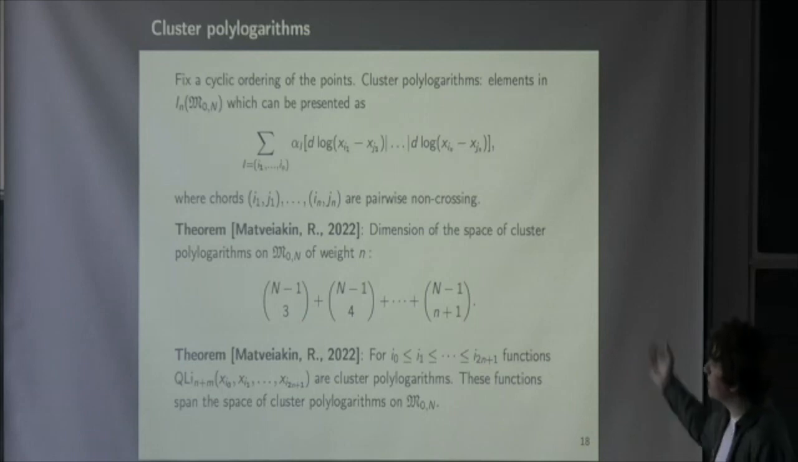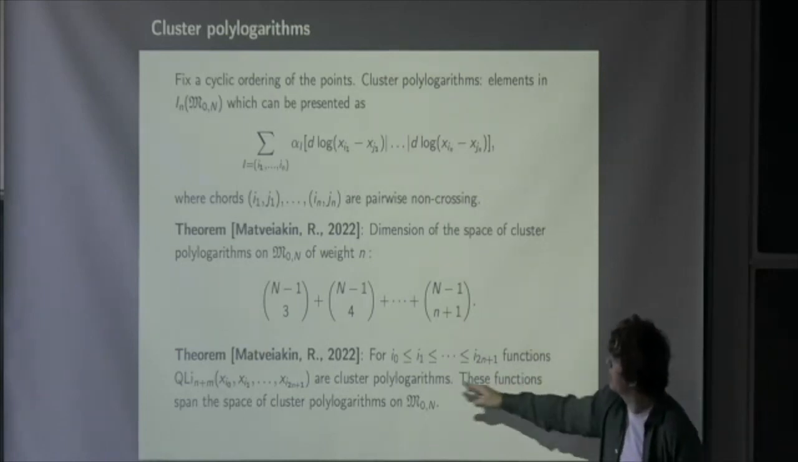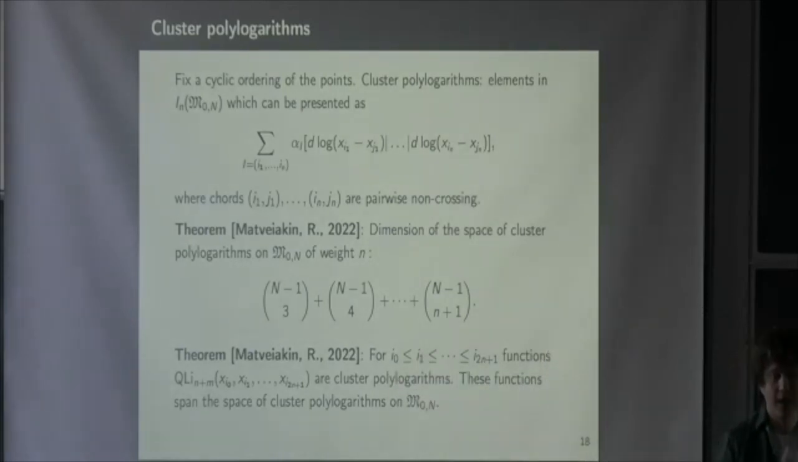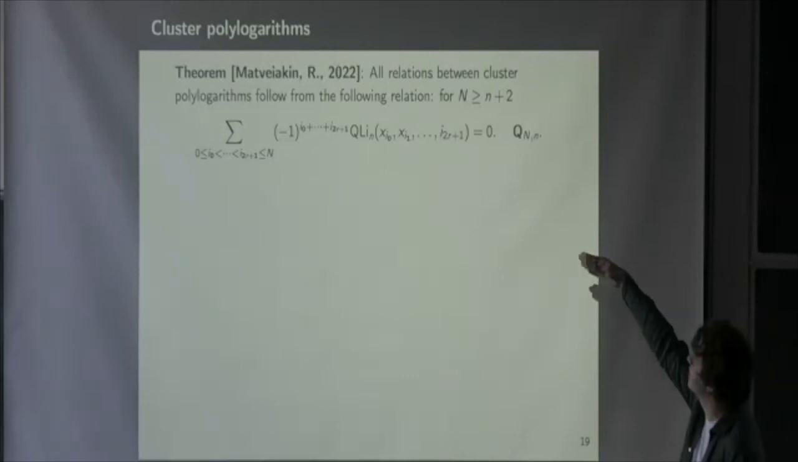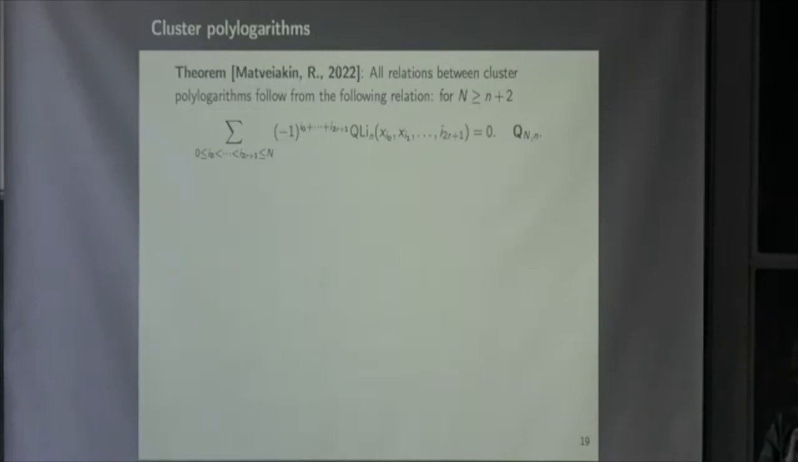But all these results have another application. So now I'm coming back to the beginning of the talk. As I said, these functions span the space of cluster polylogarithms, but there are relations between them. Surprisingly, these relations are very easy to understand. So this is the formula. If you just take the quadrangular polylogarithm of all subconfigurations with certain signs, it sums up to 0. That is an easy relation to prove if you express them as iterated integrals.